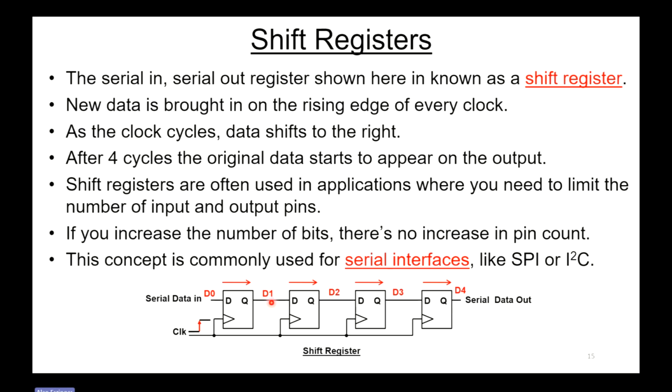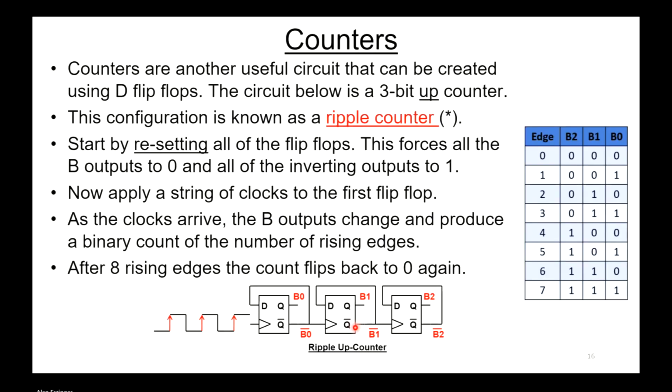So after 4 cycles, the original data appears on the output over here. Shift registers are often used in applications where you need to limit the number of input or output pins. If you increase the number of bits, there's no increase in pin count here. This concept is commonly used for serial interfaces like SPI or I2C interfaces.